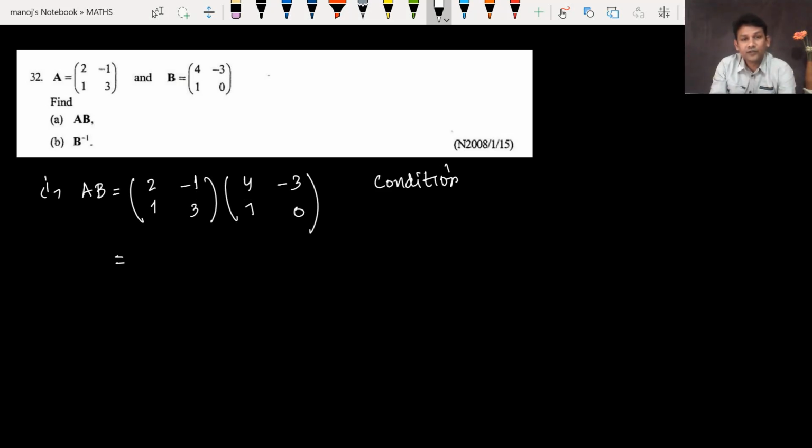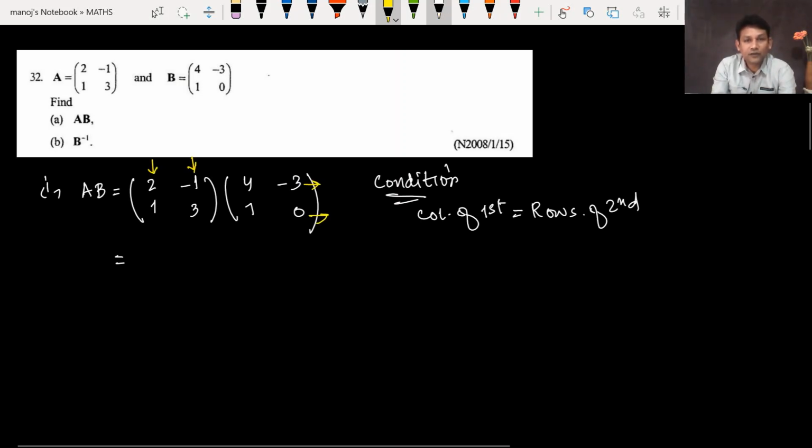The condition is that the number of columns of the first matrix must equal the number of rows of the second matrix. So how many columns are there in the first matrix? There are 2 columns and there are 2 rows, so there is a possibility of multiplication, and the method is what? First row, first column, then first row and second column. We have to multiply with both.